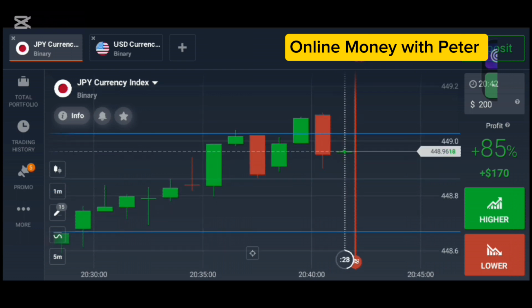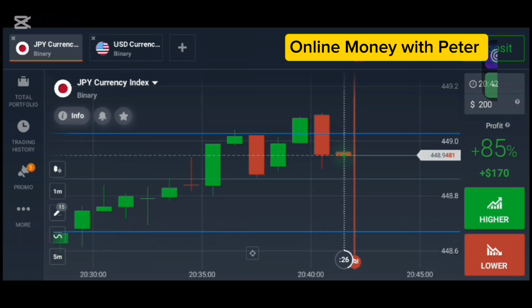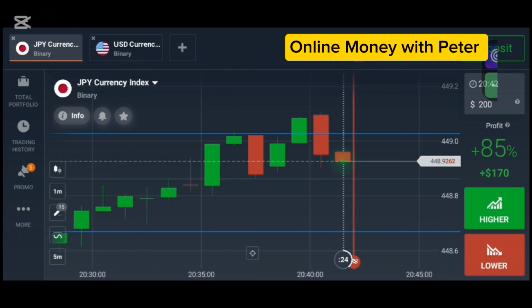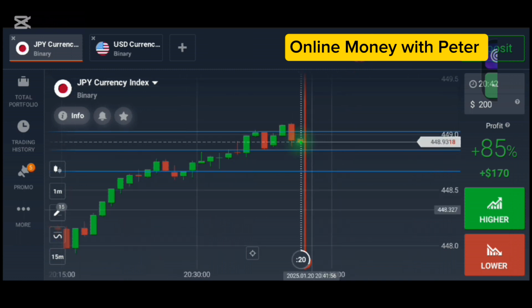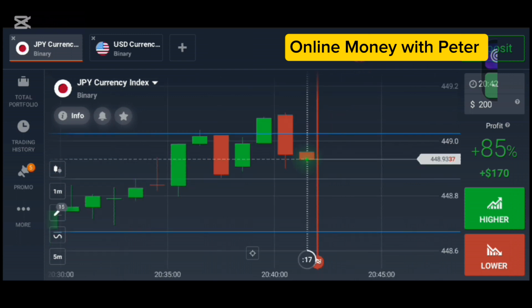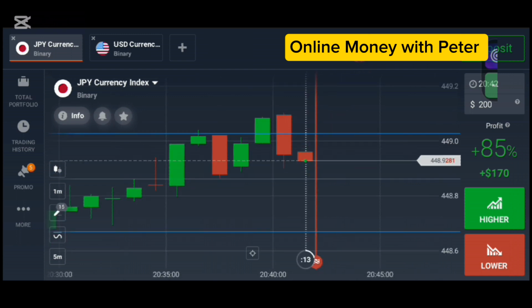Okay, so let's wait and see. It's coming down to the support. Okay, so I'm not sure what will happen here, because it might come down here and reverse, or it might go up. But since I'm not certain here, I'll have to leave it, go and check the next pair.